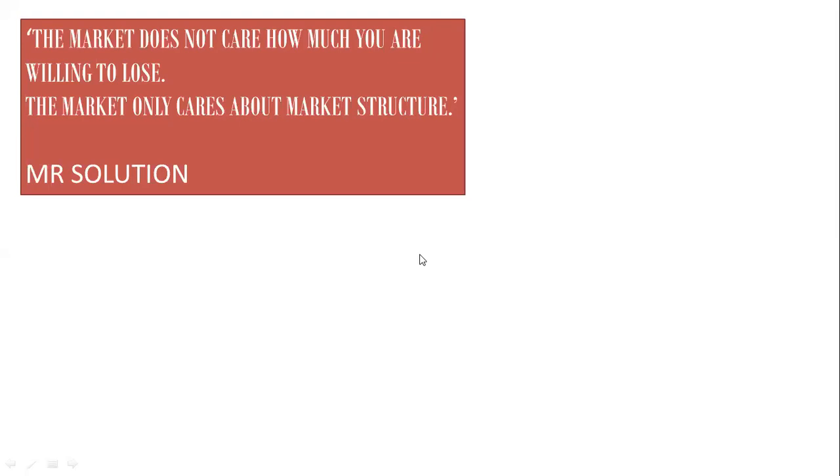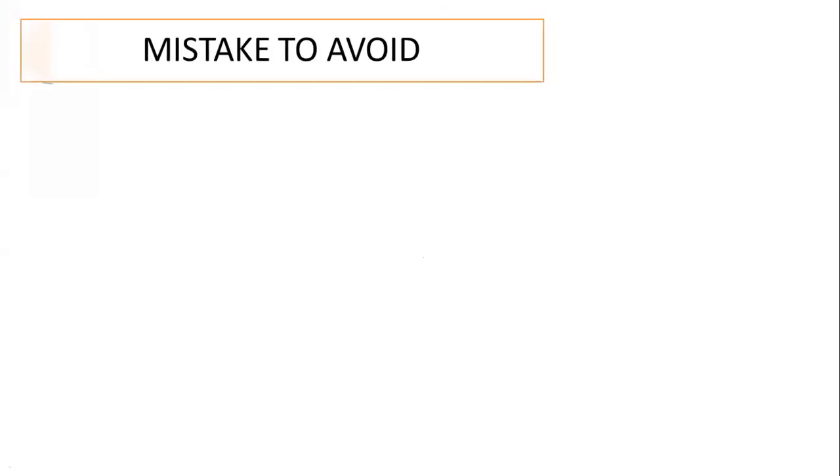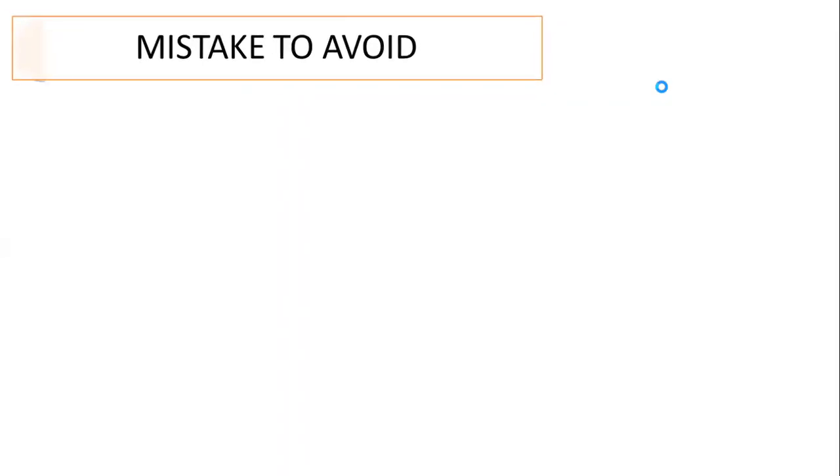The only thing that markets want to know is the market structure, and that is the only thing it will respect. Even if you have good sound money management, but you are not paying keen attention to market structure, you will end up making some mistakes. So the next thing we are looking at is the mistakes to avoid whenever you are using the stochastic.